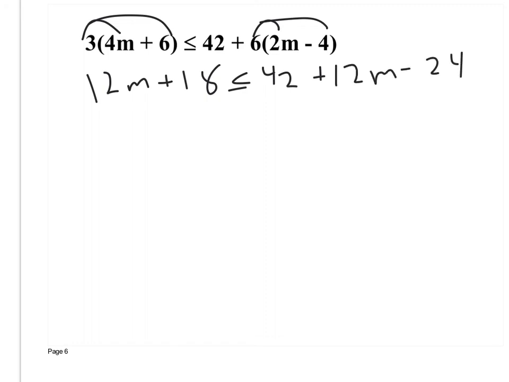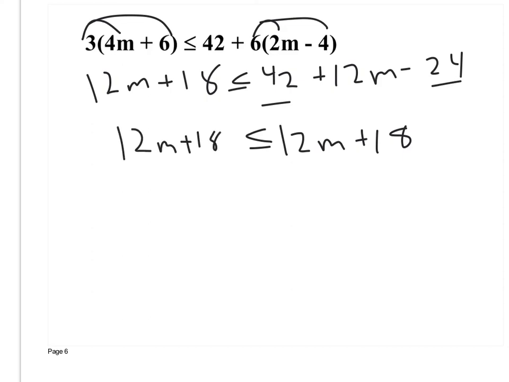Is that what you guys got? Okay, it should be. Now I've got to combine like terms because I see these two constants over here. Constants don't have variables. They're like terms. So I add 42 minus 24. What would that be? I got 18. They're opposite signs, so you would be subtracting 42 minus 24. 12m plus 18.